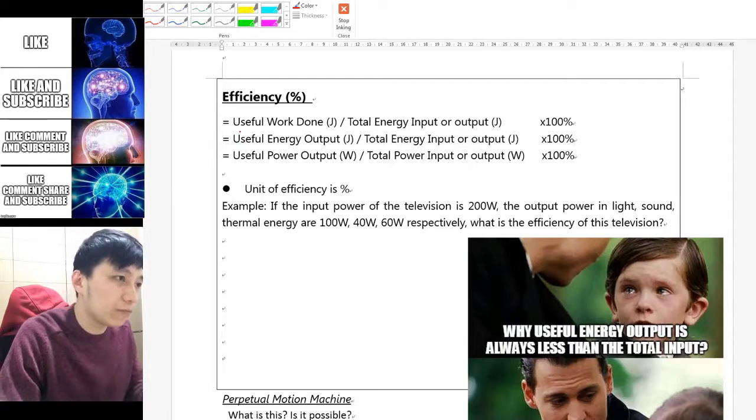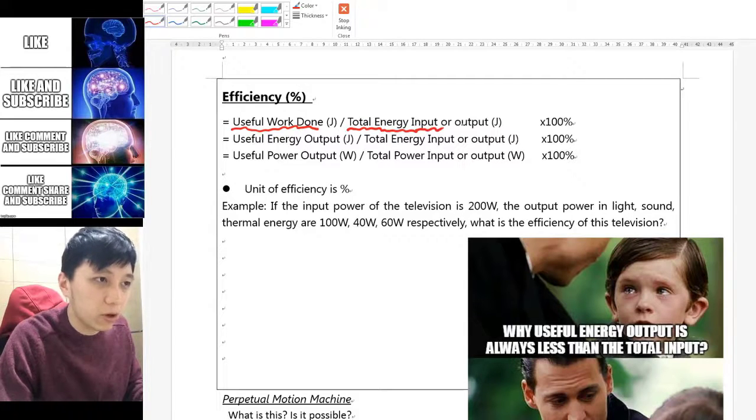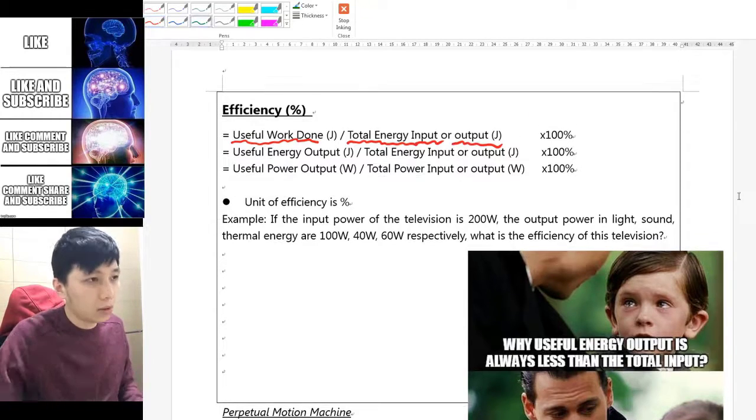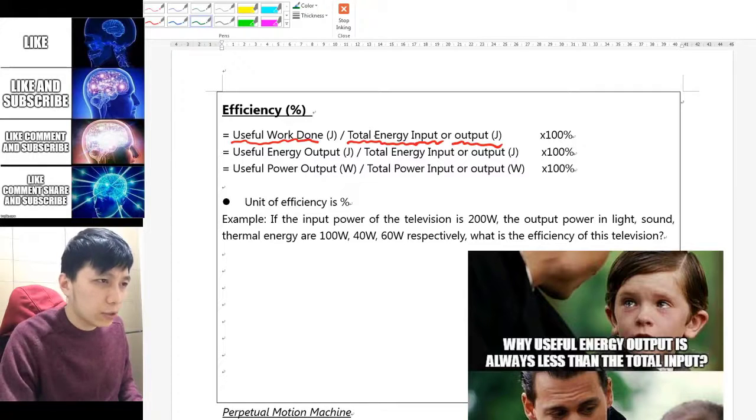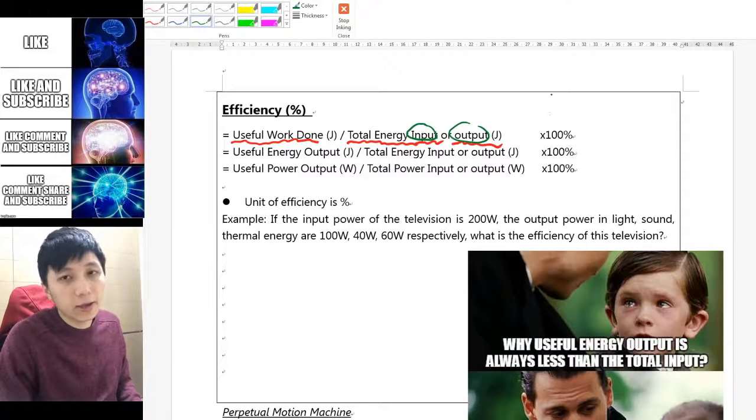Let's look at the first one. You can say useful work done divided by total energy input or output. Then you may ask, when do we use the total energy input or when do we use the total energy output in this case? And the answer is it doesn't really matter because they are always the same.